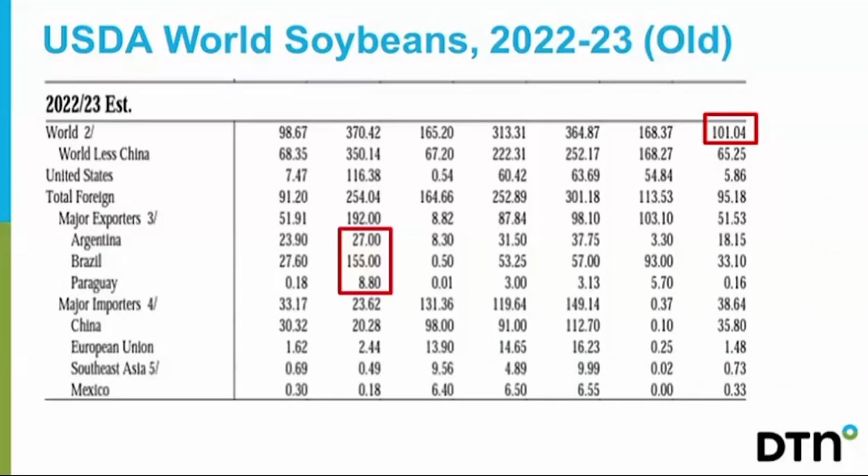For the world soybean total, I just want to mention this is the old crop, so this is the season that we're still currently in. The ending stocks estimate in the upper right corner was bumped up to 101 million metric tons. That was just a slight increase from what USDA said a month ago.